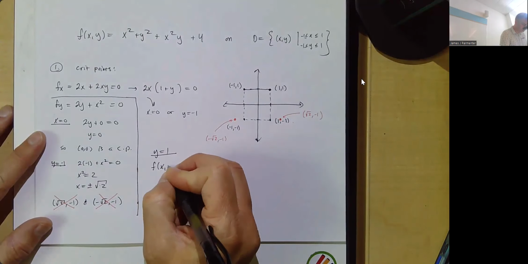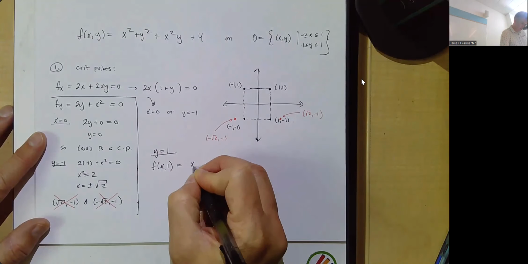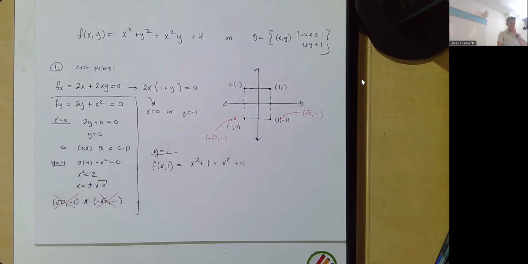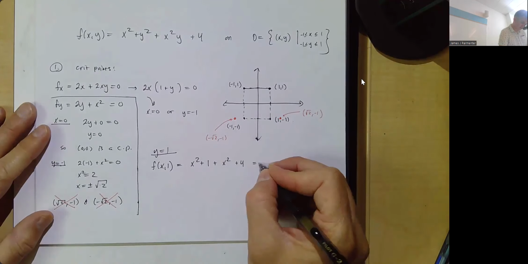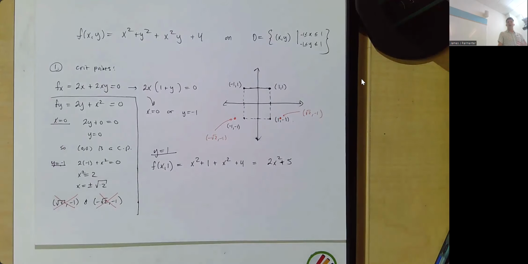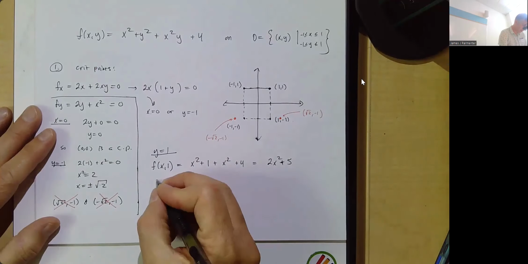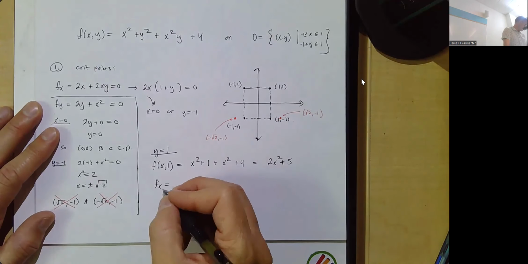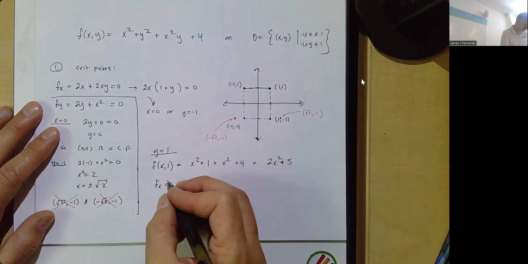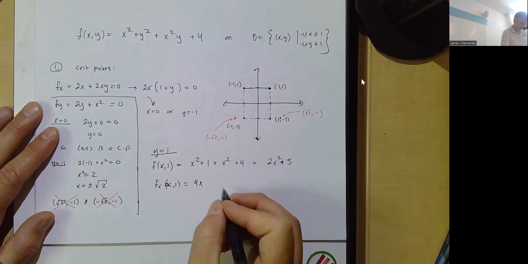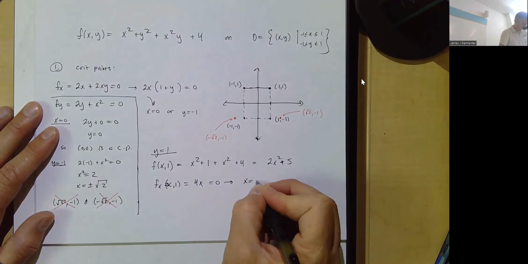F of x comma 1 is going to be x squared plus 1 plus x squared times 1 plus 4, which we should simplify. That's going to be 2x squared plus 5. Now I'm going to find the critical point along that line where y isn't changing by setting the partial with respect to x equal to 0. Fx of x comma 1 is going to be 4x. We set that equal to 0, I get x equal to 0.